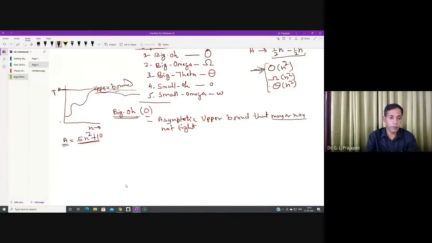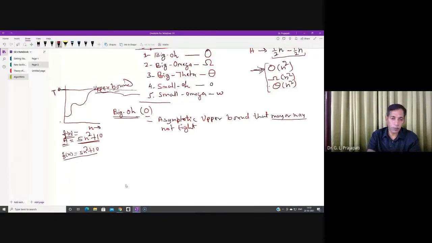So we assume this is f of n. We say this is f of n. f of n is 5n square plus 10. So the number of operations required by your algorithm is 5n square plus 10, and we are denoting it by f of n. This is the time.